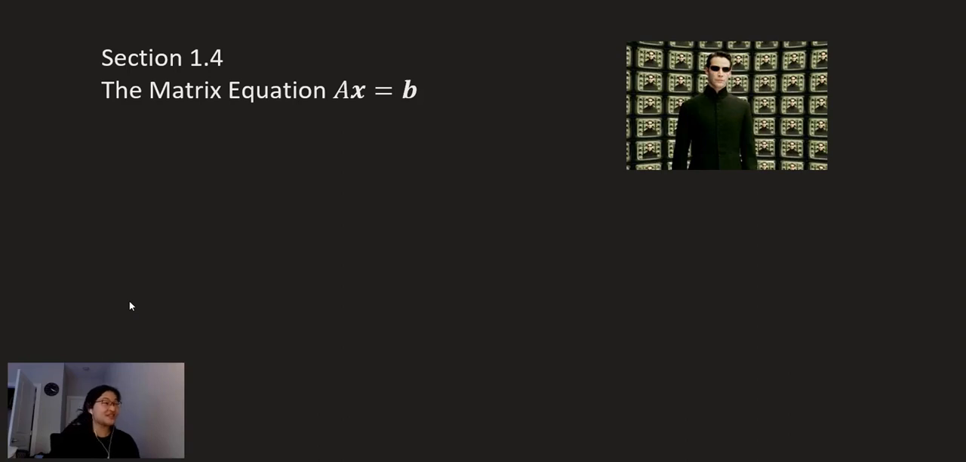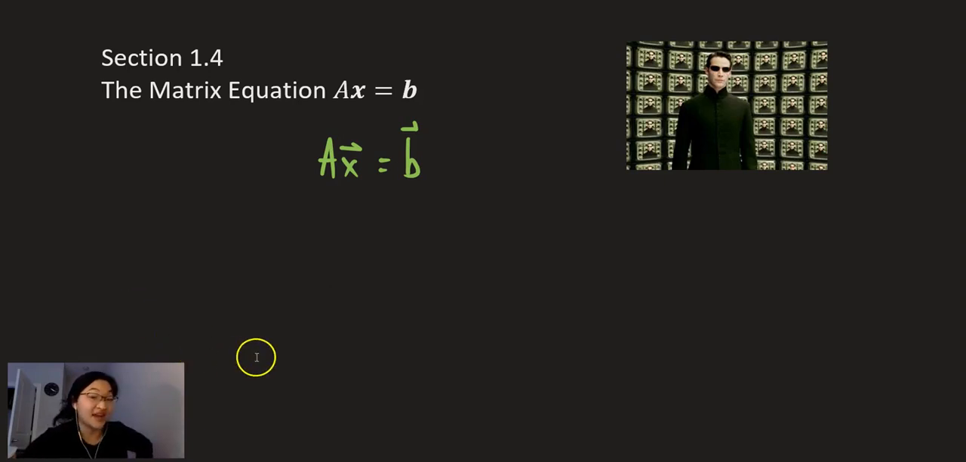So the matrix equation that we're looking at is AX equals B, where A is a matrix, X is a vector, and B is a vector. So when we multiply A by this vector X, then we're going to get B, which is a vector.